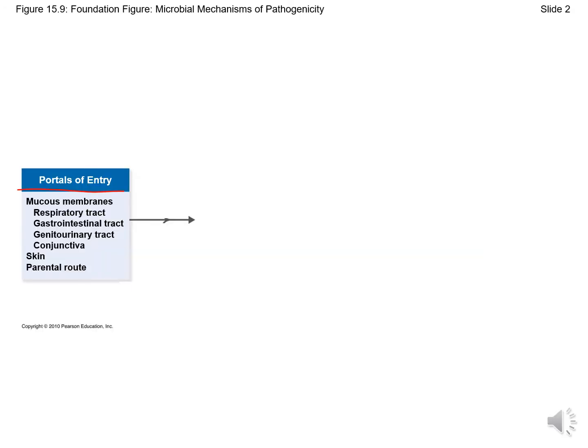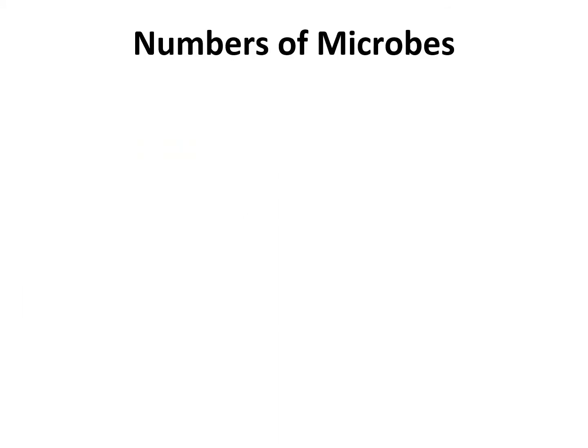So in this process of having a microbe cause disease in an individual, you start with an individual who has a predisposing factor. The microbe enters through its preferred portal of entry in order to cause a particular disease. And the next thing that's required is that you need sufficient numbers of those microbes entering the individual to cause disease.